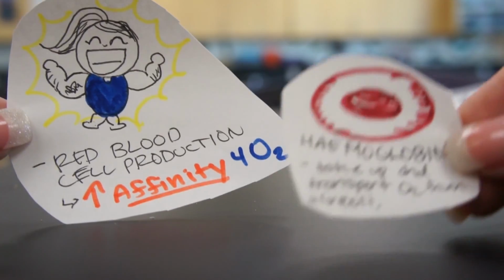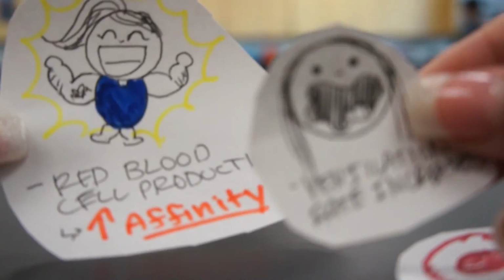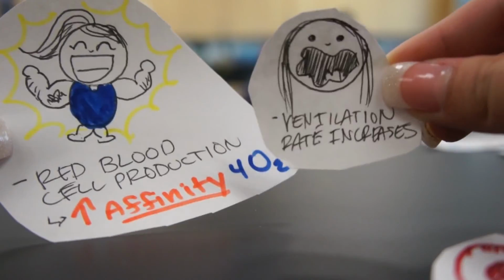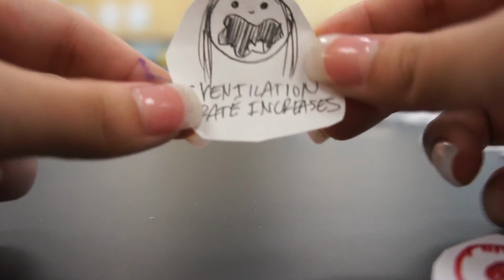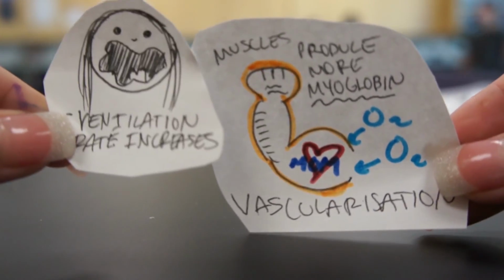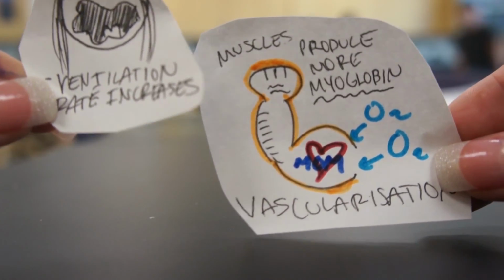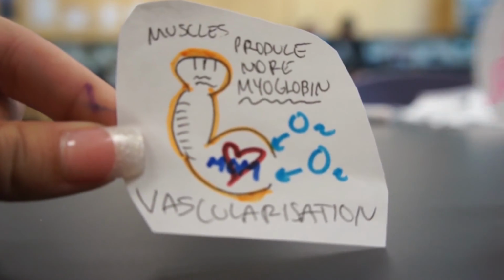Red blood cell production increases to increase oxygen transport. The red blood cells will have higher hemoglobin content with an increase in affinity for oxygen, and ventilation rate increases to increase gas exchange and airflow for a larger vital capacity. The muscles also produce more myoglobin and increase vascularization, so denser capillary networks, to encourage oxygen to diffuse into the muscles.